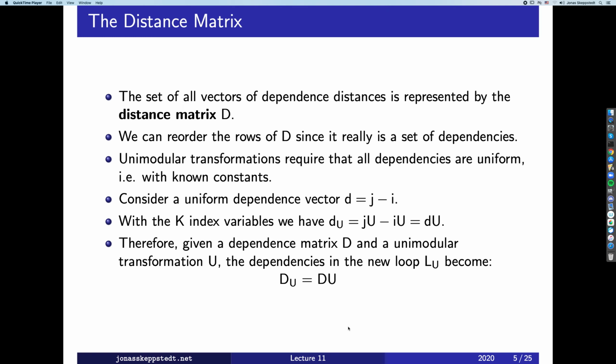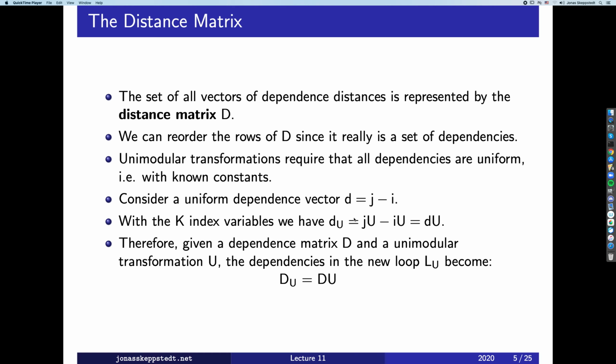From the previous lecture, the distance matrix is a set of all dependent distances. And since it's really a set, we can reorder the rows of D, I mean the distance matrix. Also, unimodular transformations require that all dependencies are uniform, which means they must have known constants. What is interesting now is to determine which transformations are valid.